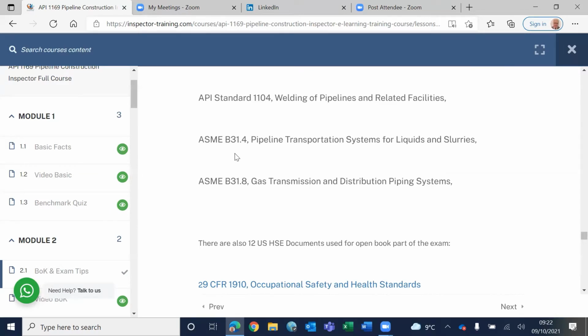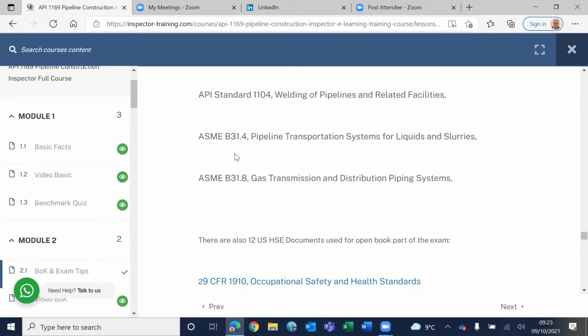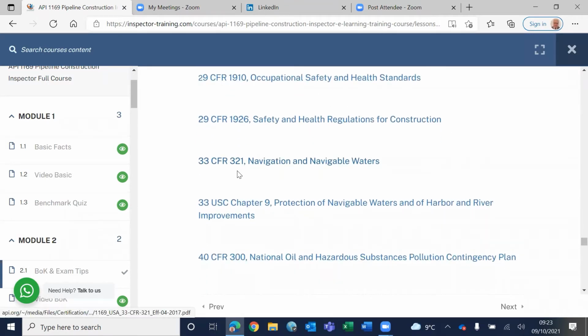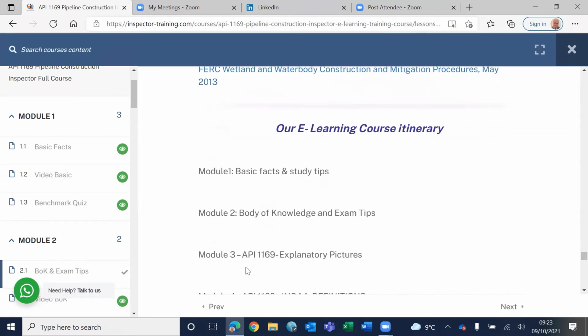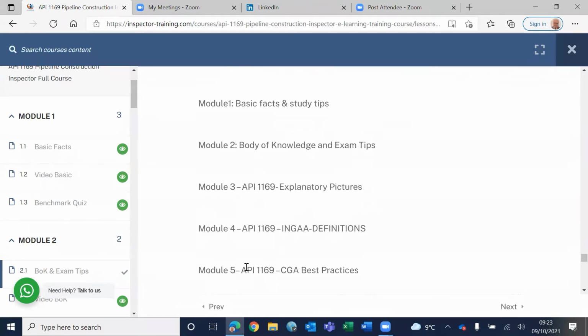You don't need to study them because whatever you need as a pipeline construction inspector is already brought in other documents. But we brought them so you get an idea, we briefly explained them, of where all these rules and regulations are coming from. And then there are 12 US health and safety, that would be the open book part of the exam. But I prefer that you should read this, and you should know where this is coming from.